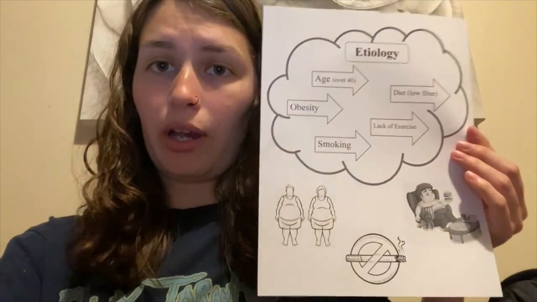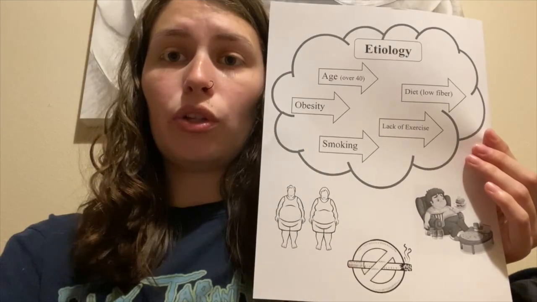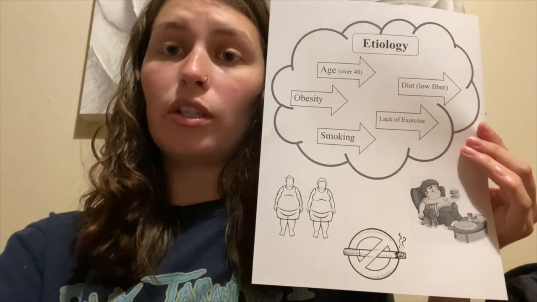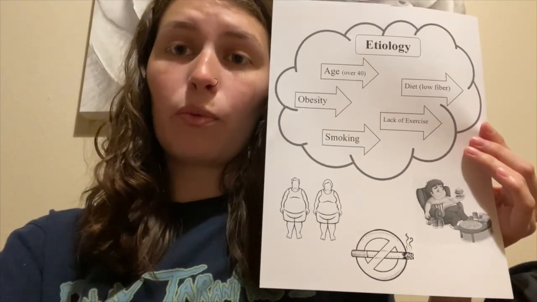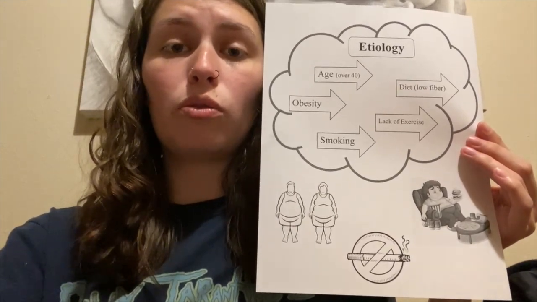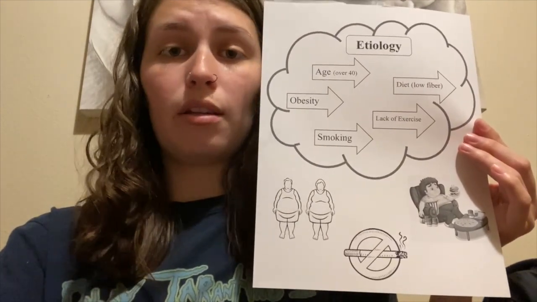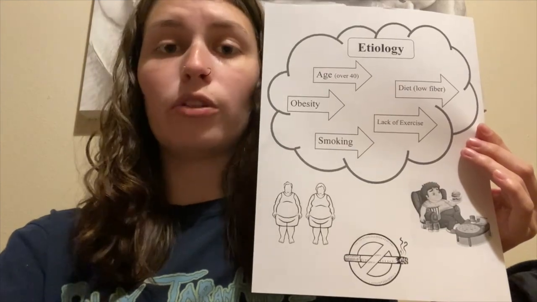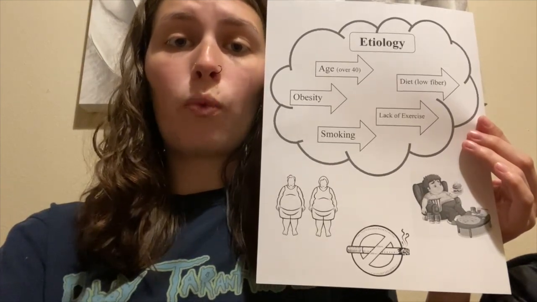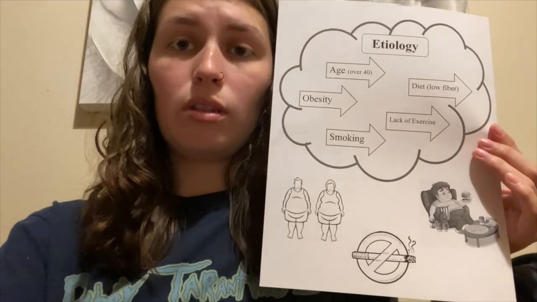I have this little diagram. So there are a lot of risk factors, which include age. If you're over 40 years old, you're more likely to develop diverticulosis. If you're overweight or obese, you are likely to develop diverticulosis versus those who are at a healthy weight. If you smoke cigarettes, you're more at risk for that versus those who do not smoke. Lack of exercise is likewise a likely contributor to diverticulosis.